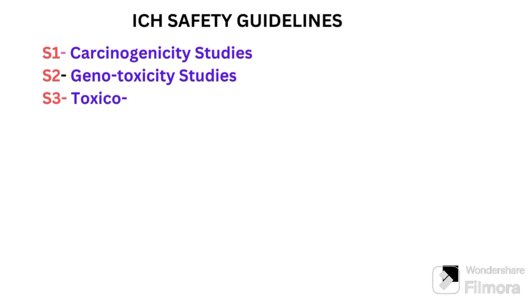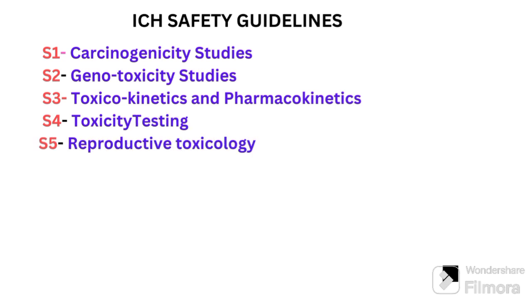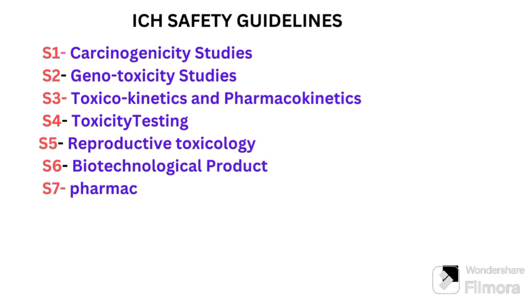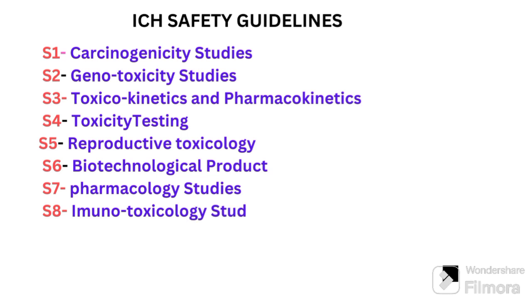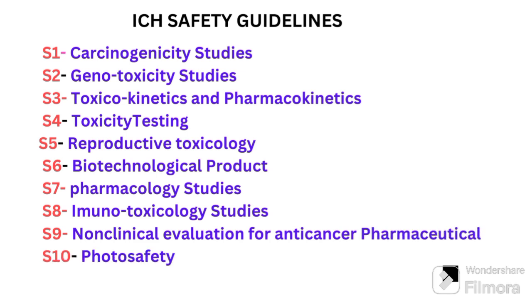ICH safety guidelines. S1 for carcinogenicity studies, S2 genotoxicity studies, S3 toxicokinetics and pharmacokinetics, S4 toxicity testing, S5 reproductive toxicology, S6 biotechnological product, S7 pharmacology studies, S8 for immunotoxicology studies, S9 non-clinical evaluation for anti-cancer pharmaceutical products, S10 photo safety evaluation.